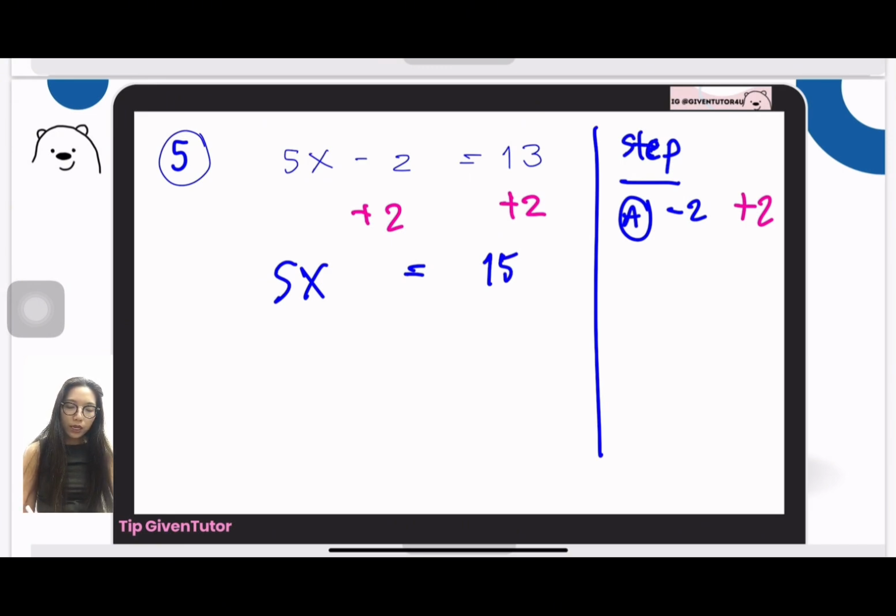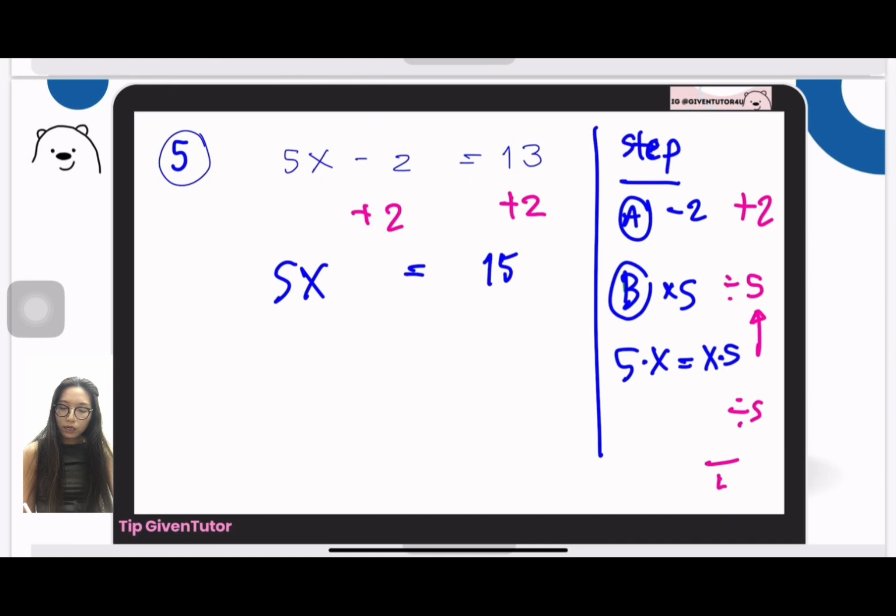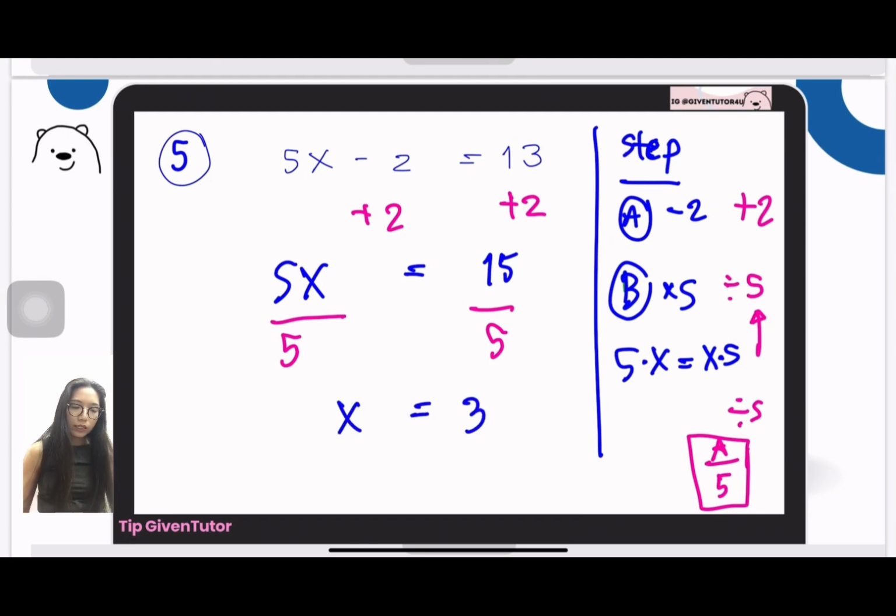What do we do next? Next is step B. Step B: this is times 5. 5x, or x5, is the same thing. This is multiplication, so it will be divided by 5. Sometimes we write divide by 5 on the side, or divide x by 5 here. So this one is divide by 5 on both sides. So what we have here is x equals 3. Okay, this is quite easy.